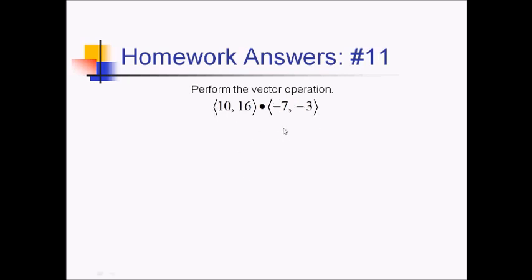To find the dot product for this problem, we need to do the x's multiplied together, so 10 times negative 7, plus the product of the y values, so plus 16 times negative 3. And now let's simplify this. So we have negative 70 minus 48, which comes out to negative 118.